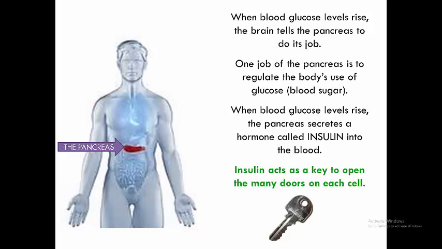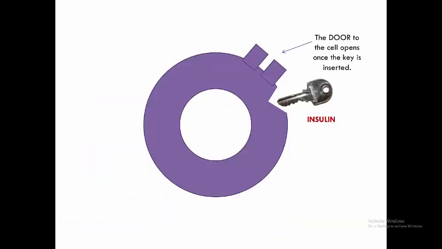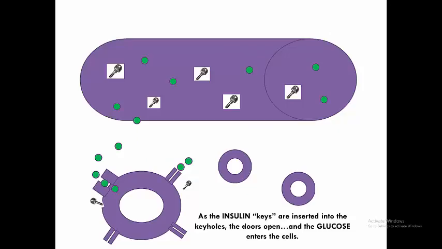Insulin, think of it as a key. Its job is to insert itself into the keyholes next to all the little doors on each one of your trillions of cells and turn that lock so that door will open. So insulin is the key that opens the doors on your cells so that the glucose can move from the bloodstream into the cell, just like you see here.